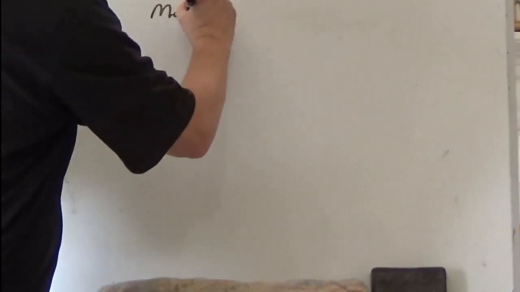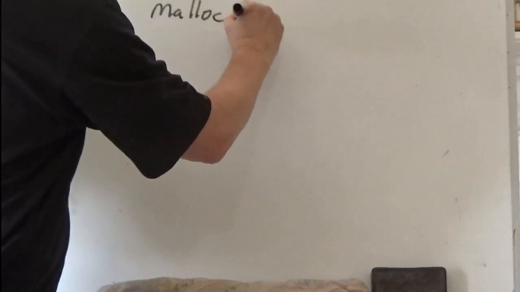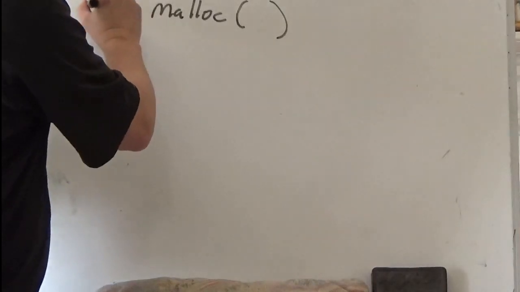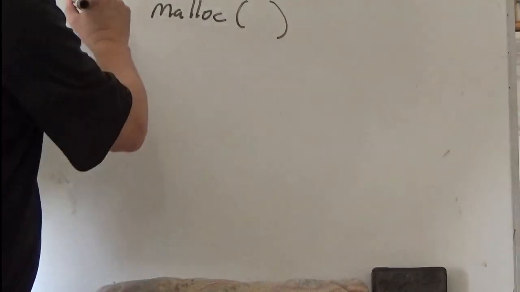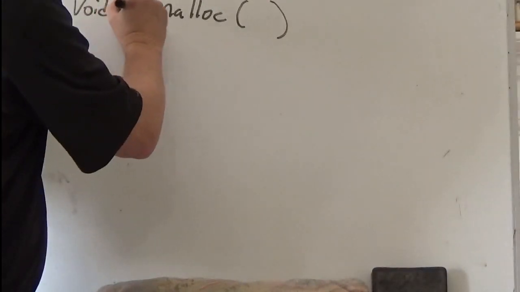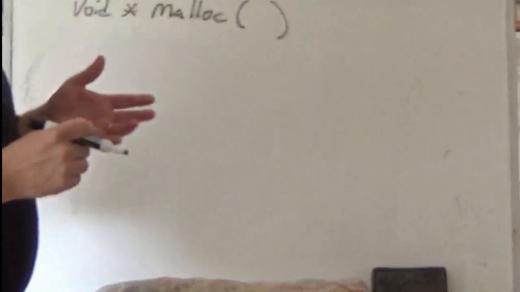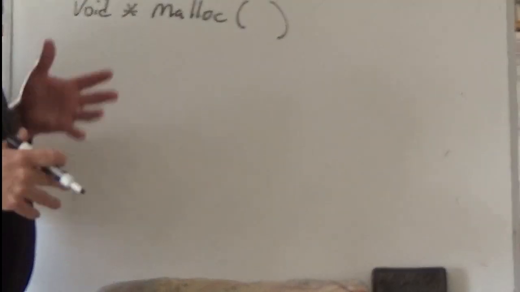Alright, so today, or in this video, we're going to discuss the actual call that you use to get dynamic memory, and that call is malloc. Now malloc returns a pointer, which is of type void pointer. And a void pointer is one of those that can be anything.